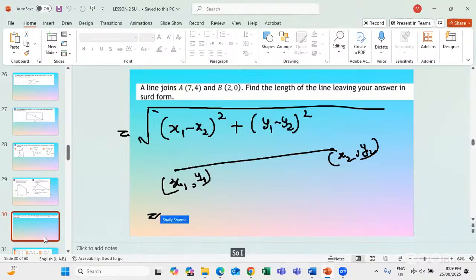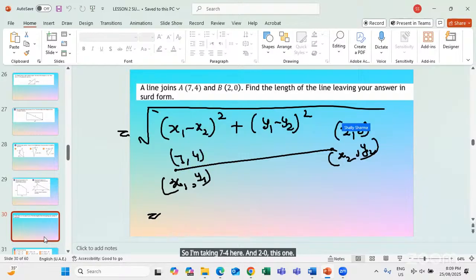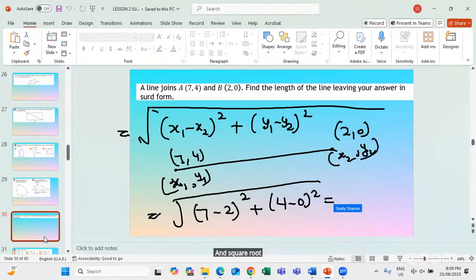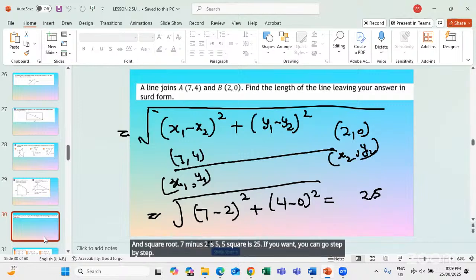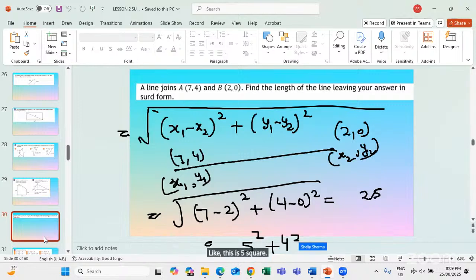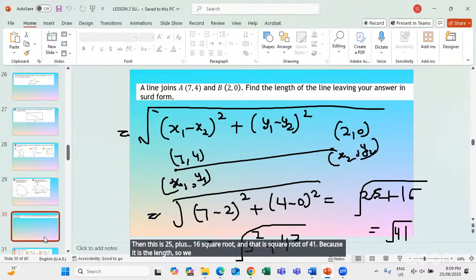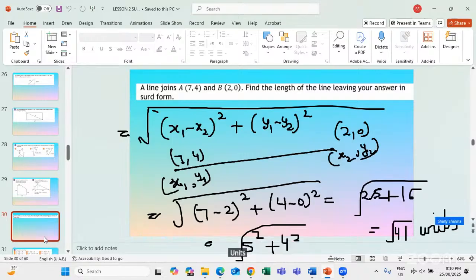So I am taking 7, 4 here and 2, 0 here. So (7 minus 2) the whole square plus (4 minus 0) the whole square, and square root. 7 minus 2 is 5. 5 squared is 25. If you want, you can go step by step: this is 5 squared plus 4 squared, and square root. Then this is 25 plus 16, square root, and that is square root of 41. Because it is the length, we will write square root 41 units. This is in the surd form only.